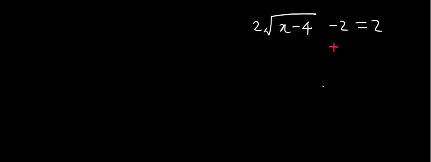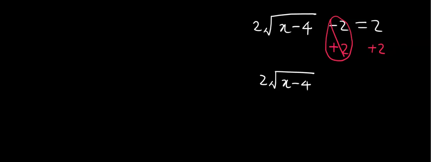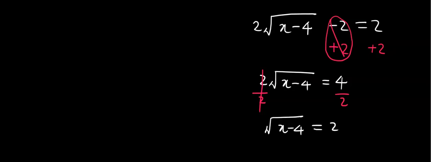You're going to add 2 to cancel out this part. And then you have 2 square root x minus 4 is 4. Now, you're going to divide by 2, so that you can have just square root x minus 4 equals 2. Now it comes to, if a equals b, then a squared equals b squared.